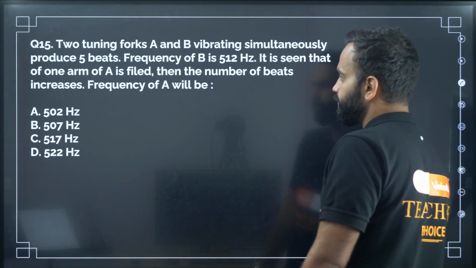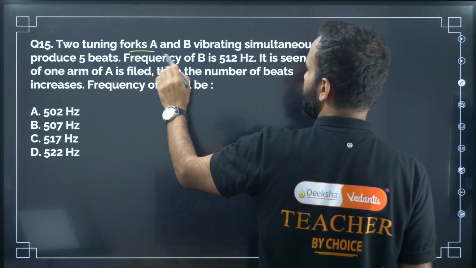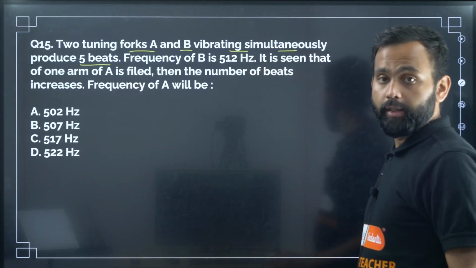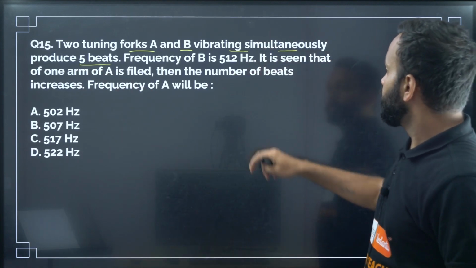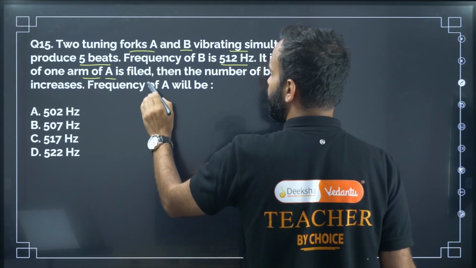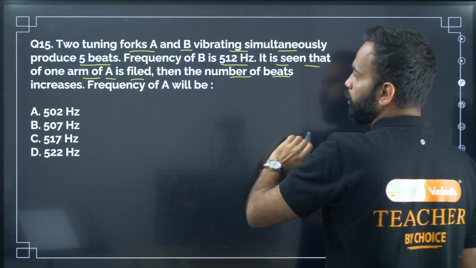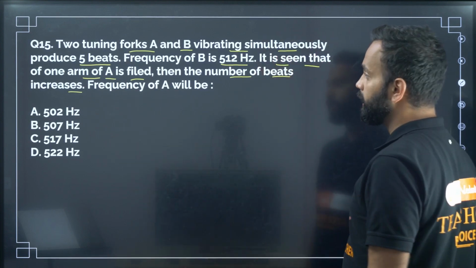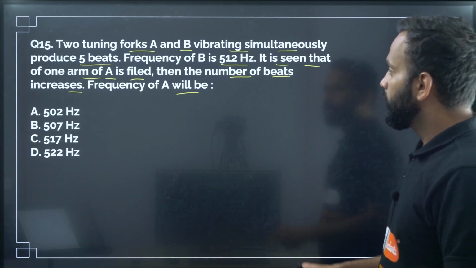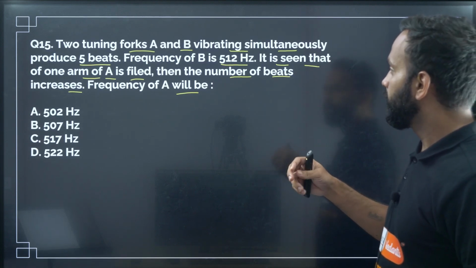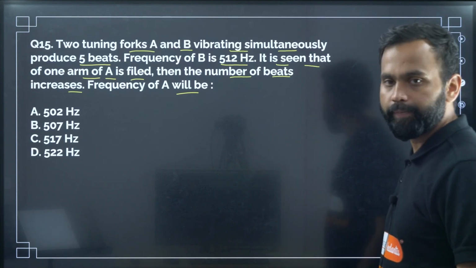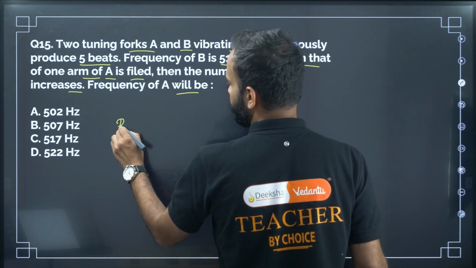Question number 15. Tuning forks A and B vibrating simultaneously produce 5 beats. Frequency of B is 512 Hertz. It is seen that when one arm of A is filed, the number of beats increases. So we need to find the frequency of A. So when one arm of A is filed, the number of beats increases, isn't it? So let us find the range of the frequency of A.